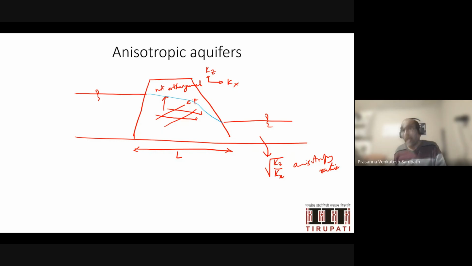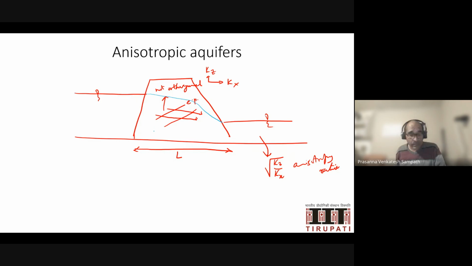Okay, now when that happens, this becomes an example of an anisotropic aquifer. In an anisotropic aquifer, the equipotential lines and the flow lines, I've tried to draw that over here, will not be orthogonal to each other. Okay, so the equipotential lines and the flow lines will not be orthogonal to each other. Now that makes the analysis of the problem relatively more difficult.